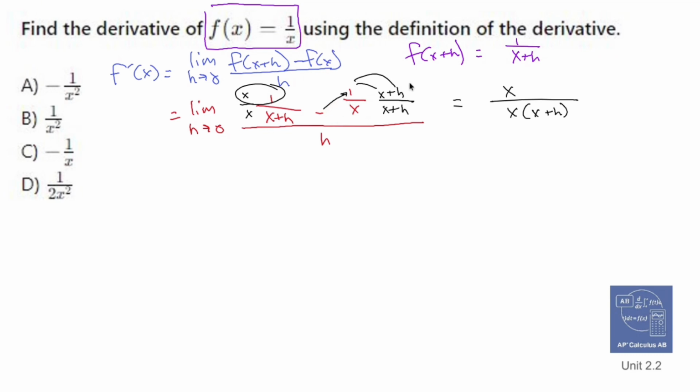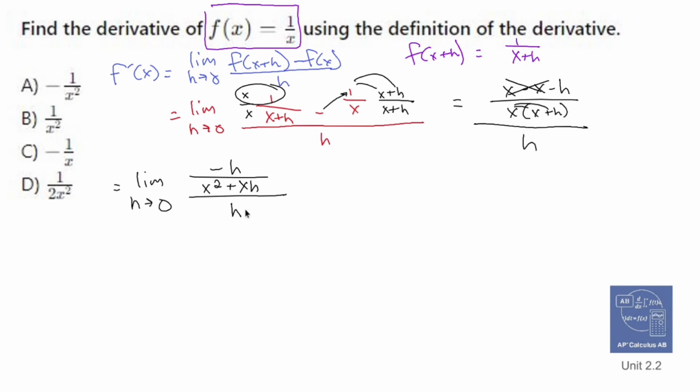Oh, be careful. So it's minus x minus h, that was a close one, all over h. So I'm still dealing with the limit as h approaches 0 of, the x squared cancels out, negative h over, let's distribute that out, x squared plus xh all over h. Again, h on the bottom is an issue. So why don't I multiply the top and the bottom by its reciprocal, 1 over h, 1 over h. That way the h and the 1 over h on the bottom cancel out.